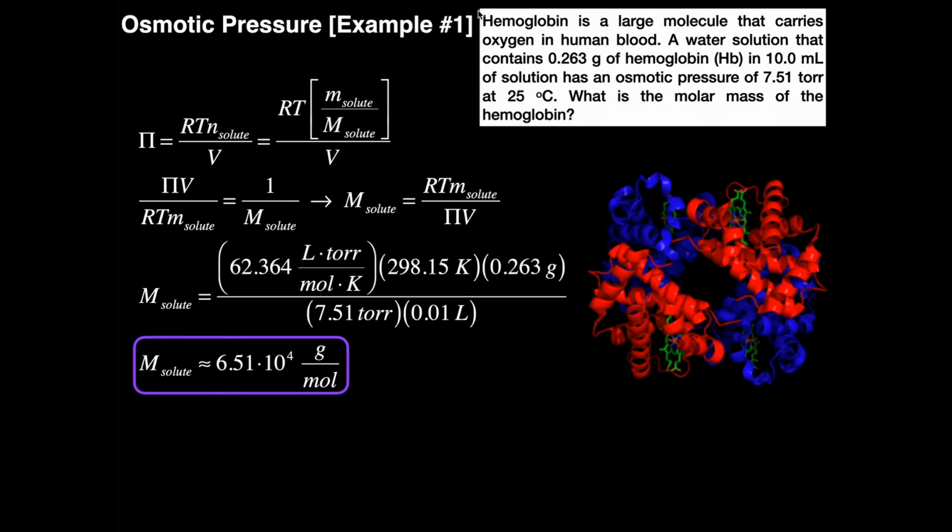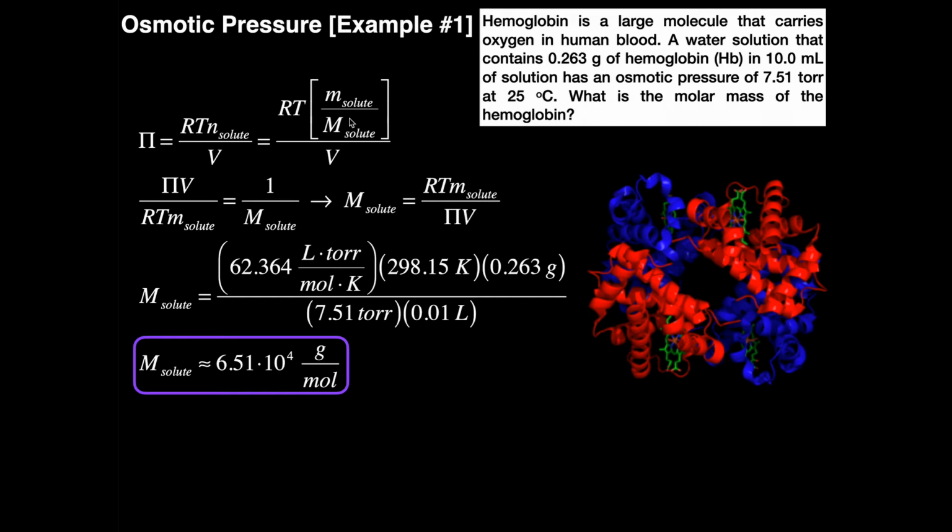So let's read the question and figure out how to solve this. Hemoglobin, which is actually shown down here, is a large molecule. It's a protein that carries oxygen in human blood. A water solution that contains 0.263 grams of hemoglobin in 10 milliliters of solution has an osmotic pressure of 7.51 torr at 25 degrees Celsius. What is the molar mass of hemoglobin?